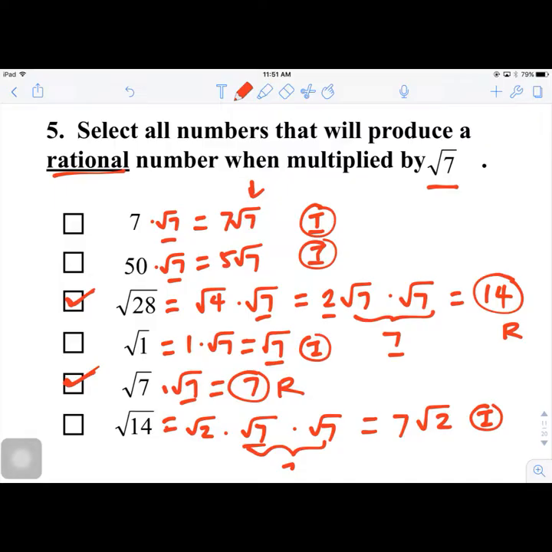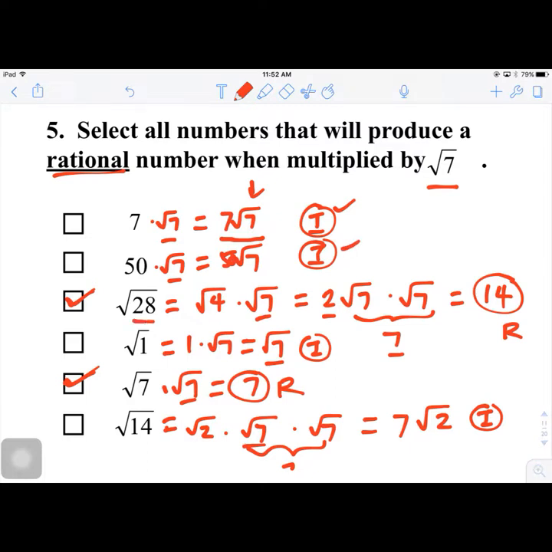The first one is going to have 7 radical 7, and because of that radical 7, the answer is going to be irrational. 50 times radical 7, and because we are going to have 50 radical 7, the answer is also irrational.